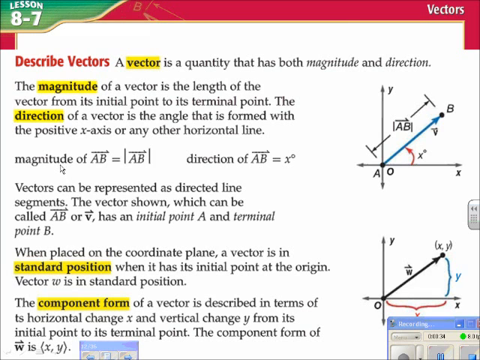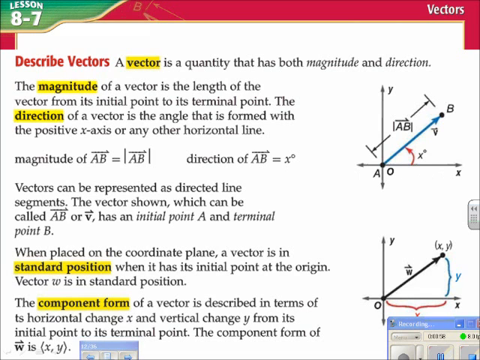So you say that the magnitude of vector AB has to be an absolute value because it's the speed of something. The speed of something would always be positive. You never go like negative 5 miles per hour. So that's why it's in absolute values. The direction of vector AB is how many degrees the angle makes with the horizontal line.